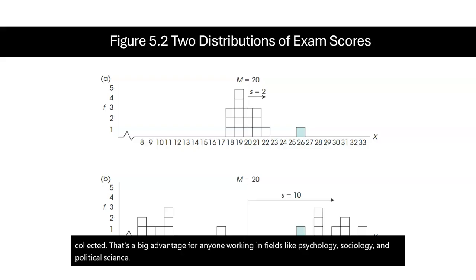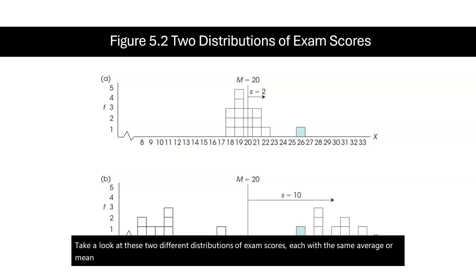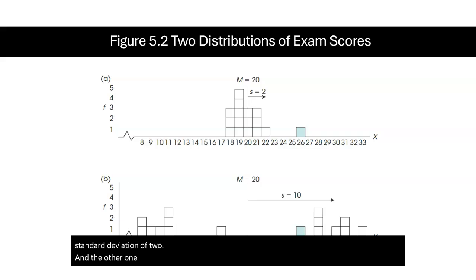Take a look at these two different distributions of exam scores, each with the same average, or mean, of 20. However, they differ in something called their standard deviation. One has a small standard deviation of 2, and the other one has a larger standard deviation of 10. So let's break down what that means.